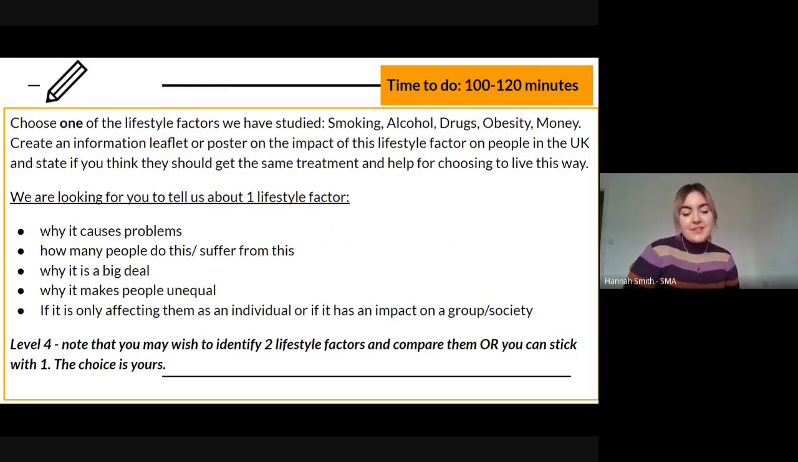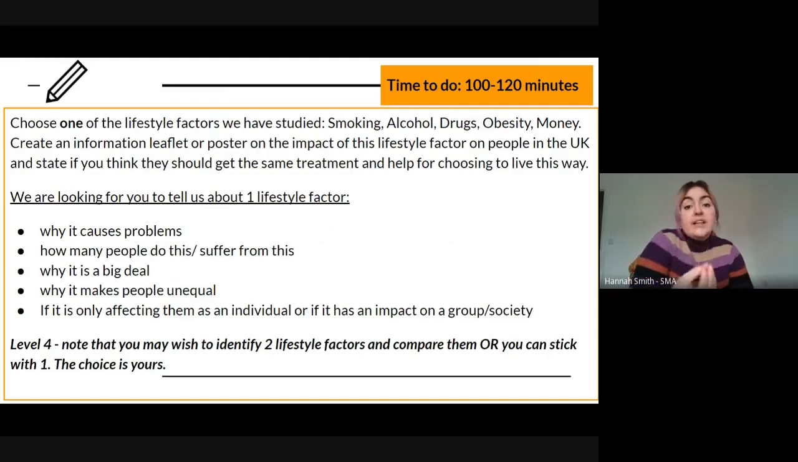You're going to create something. Now here on the slide it says a leaflet or poster, but you have free choice. Be as creative as you like. If you want to take time away from the screen to do this, please go for it. That would be super healthy and good for you. So you're going to create something that discusses the impact this factor has on people in the UK.